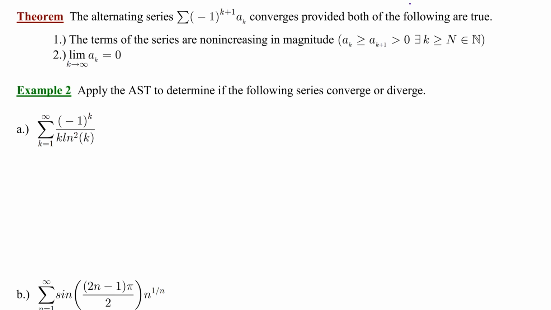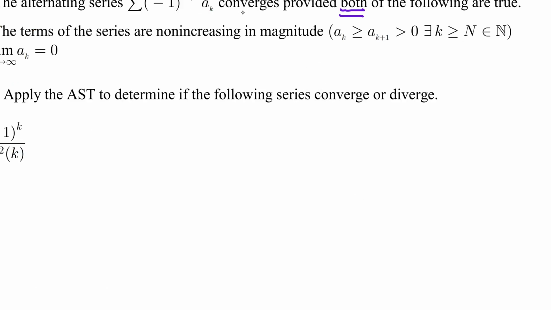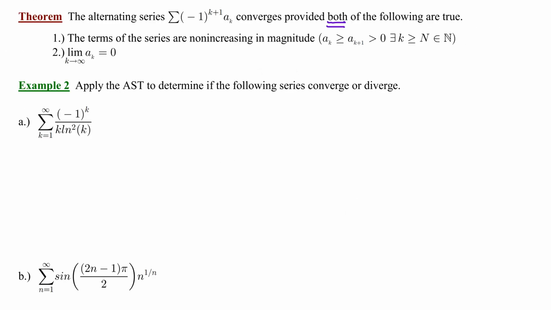The alternating series, the sum of (-1)^(k+1) times a sub k, converges provided both of the following are true. Now, as we read these conditions, notice that it's going to refer to a sub k, where a sub k is really the substance of the series. So I'm separating the substance of the series from the term that causes the sign alternation. That can be a negative raised to an exponent, that could be cosine of a multiple of pi, or that might be sine of a multiple of pi over 2. So I'm just going to examine a sub k.